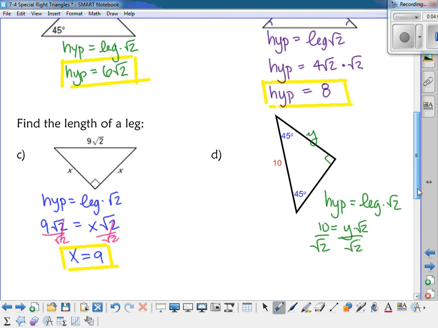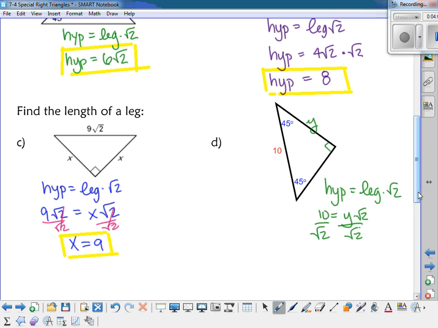Now I cannot leave a radical on the bottom of a fraction. That's not its simplest form, so we need to rationalize the denominator. I'm going to multiply by root 2 over root 2 so that the bottom is no longer a radical. I have 10 root 2 over root 2 times root 2, which is 2. And then I can see that 2 goes into 10, and they're both outside the radical, so I can do that. So finally, it would equal 5 root 2.